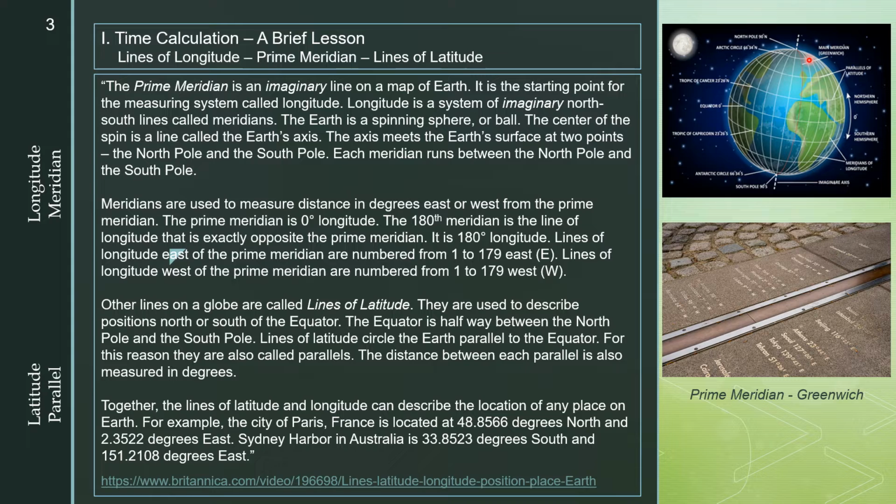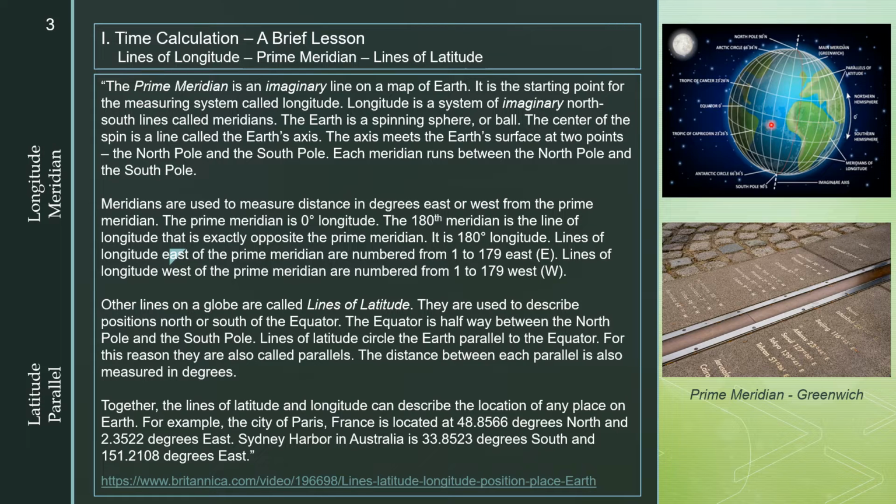So while the lines of longitude are vertical on the globe, as you can see here, the lines of latitude, which are parallel with the equator, are actually horizontal, and we see that the lines of latitude circle the Earth parallel to the equator. For this reason, they are also called parallels. The distance between each parallel is also measured in degrees.